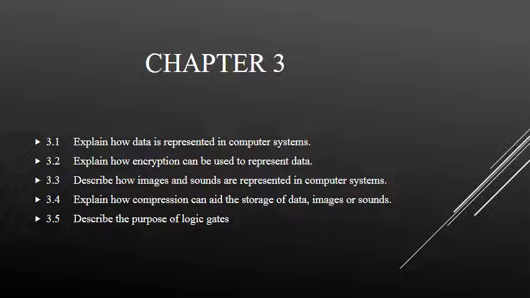The following 5 topics will be explained for the criteria under Chapter 3. Explain how data is represented in computer systems. Explain how encryption can be used to represent data. Describe how images and sounds are represented in computer systems. Explain how compression can aid the storage of data, images, or sounds. And describe the purpose of logic gates.